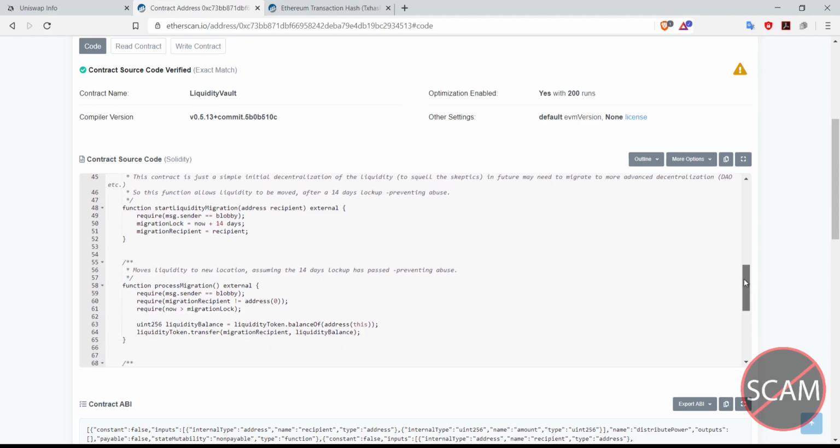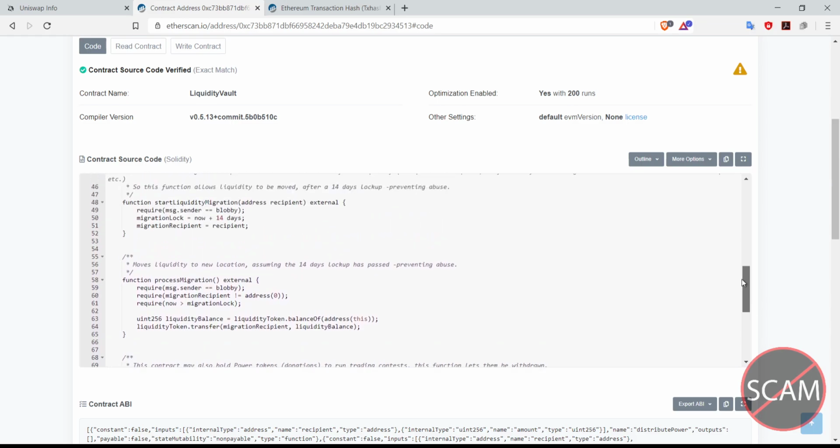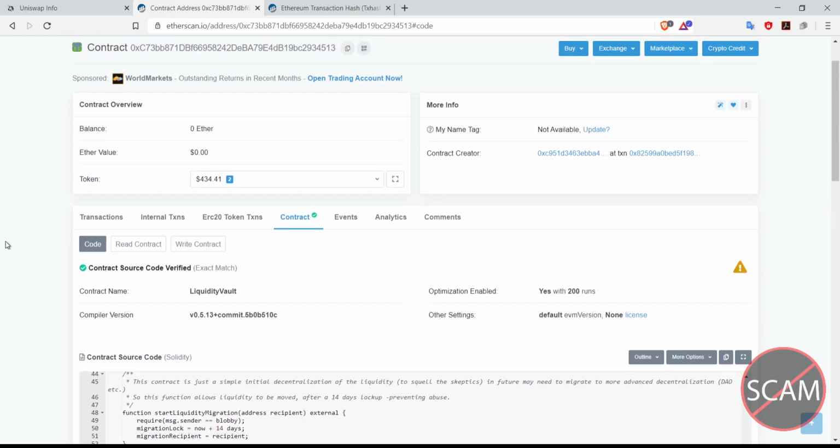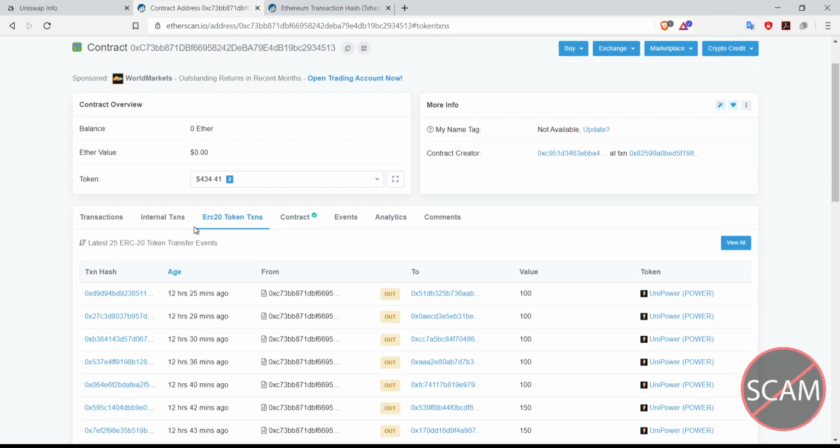So it appears, from what I can read, that before they can actually migrate the liquidity, they have to have a 14-day period where basically they're saying, hey, we're moving liquidity in 2 weeks. And after 2 weeks, then they can move the liquidity.